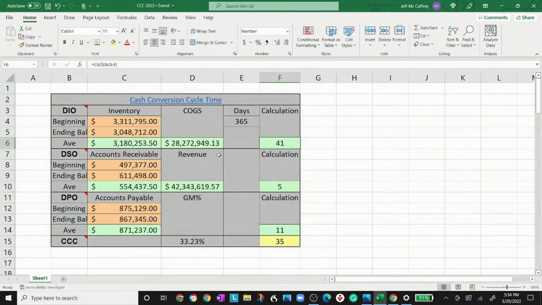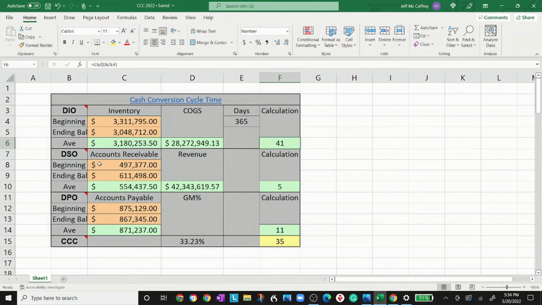Now this is important because first off, the average inventory comes off your balance sheet. The cost of goods sold comes off of the P&L. This is the total number of cost of goods sold for the 365 days. Very important to understand this. So in this regard, it's average inventory divided by cost of goods sold per day. That's 41 days.